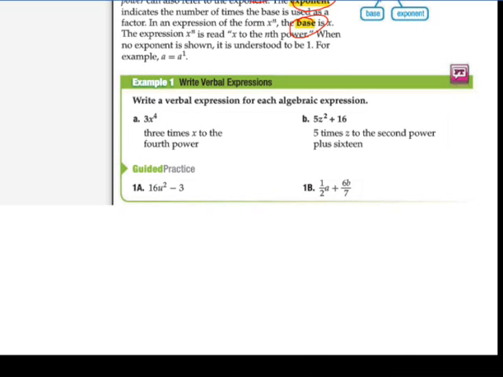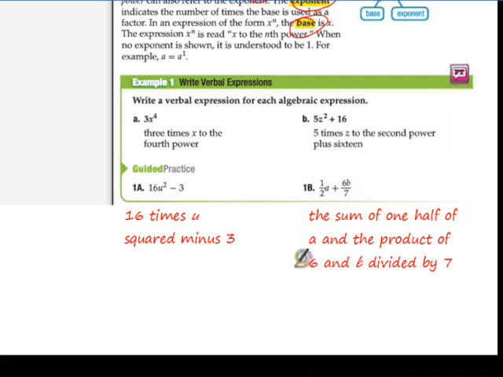Okay, let's see how we did here. This one, I very simply wrote that it's 16 times u squared minus 3. You might have it written differently, and that's fine. If yours is different and you're not sure, make sure you ask in class if your answer would be correct. Here I wrote the sum of 1/2 of a and the product of 6b, that's a b, divided by 7. Now, are there other ways to write this? Absolutely. There's plenty of other ways to write this. That's just how I wrote it. Again, if you're not sure if your answer is correct, best thing to do is put a star or a check next to it or something and talk to me about it in class. Make sure that you have an answer that will work for us.